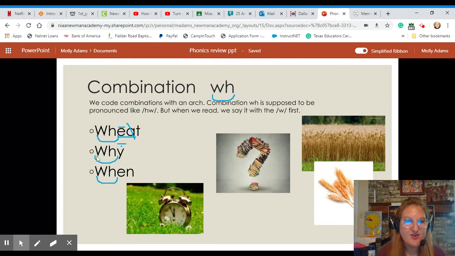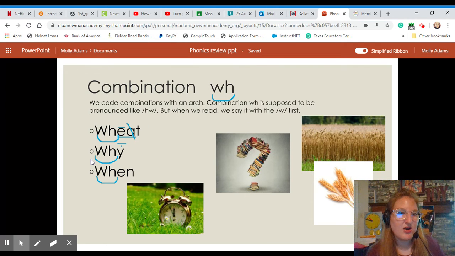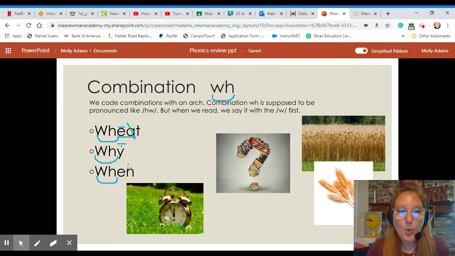So let's say the word why. There's only one vowel. You don't see any vowels. So you know that the Y is going to say the long I sound because there's no other vowels in this word. So we code a Y that says a long I with a dot and a macron because it's going to say the name of I. So we code that, and we coded our letter combination WH with an arc. So now we can say why.